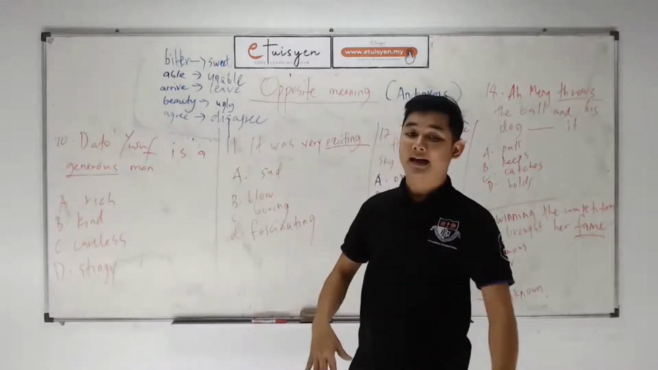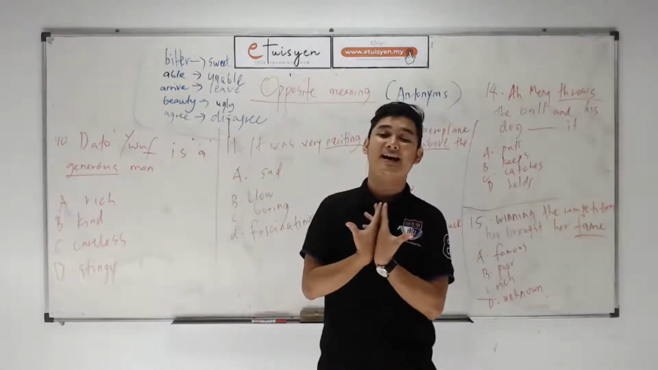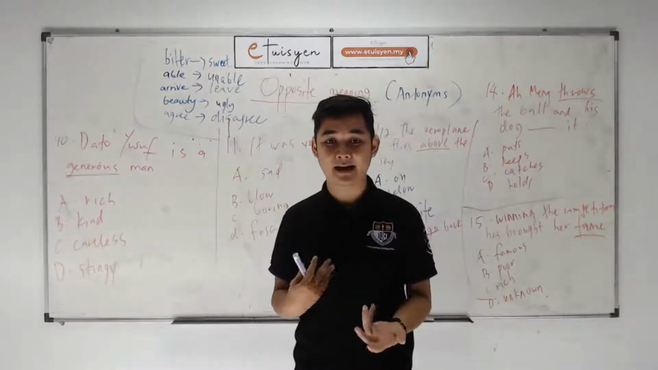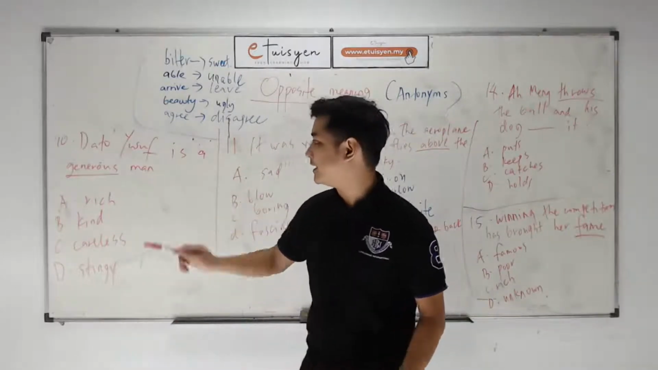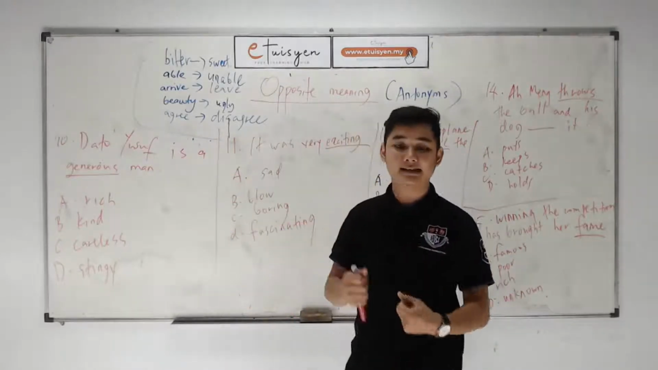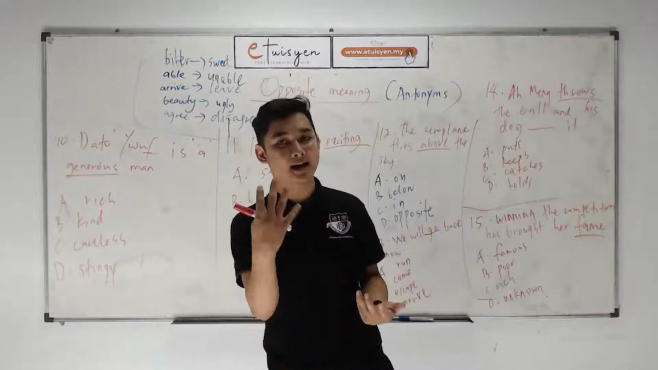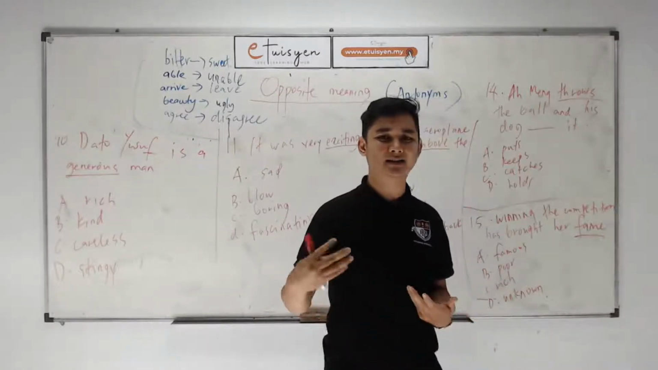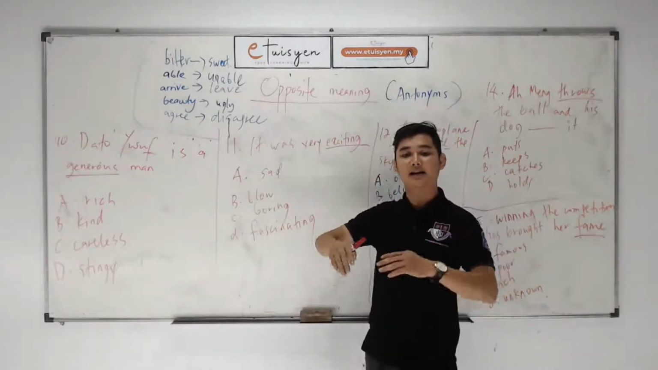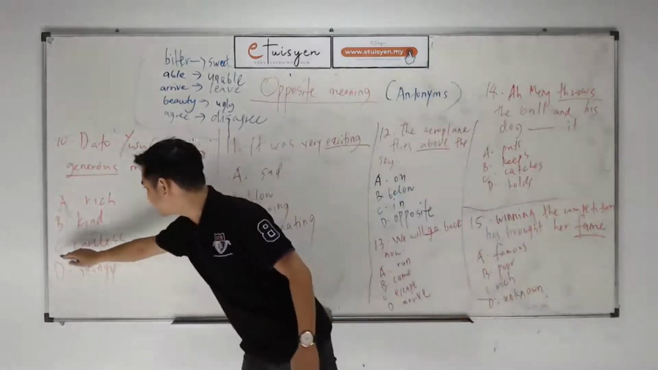Okay, number 10, we'll see. Dato' Yusuf is a generous man. What is generous, guys? Generous maksudnya berhati mulia. Baiklah. So opposite meaning for generous, we have A, rich, B, kind, C, careless, D, stingy. Yes, good. Generous. Pemurah. Baik hatilah. Kind-hearted. Lawan katanya adalah correct. Stingy. Terdekut. Okay, stingy.